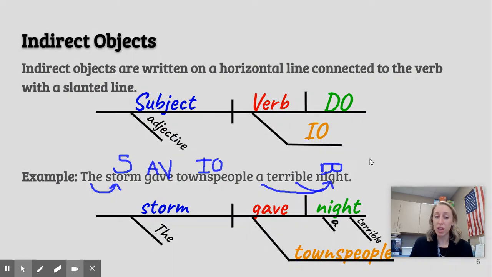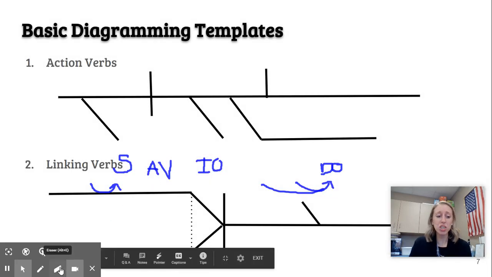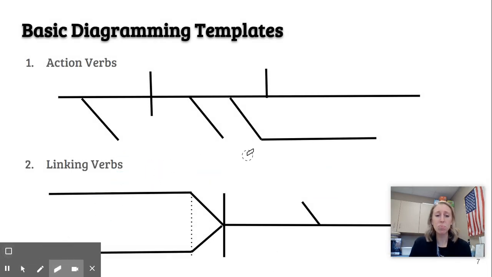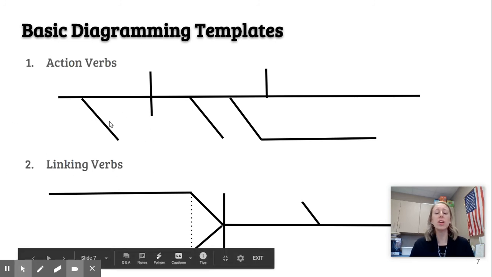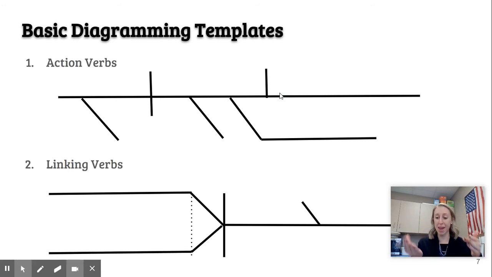Hopefully you guys are feeling pretty good about this. Okay, I just want to give you this diagram really briefly. This is a really good quick go-to basic template that you can use for action and linking verbs. So if you have an action verb, this would be the basic template you use. If you have any of these components, you can put them in this order.